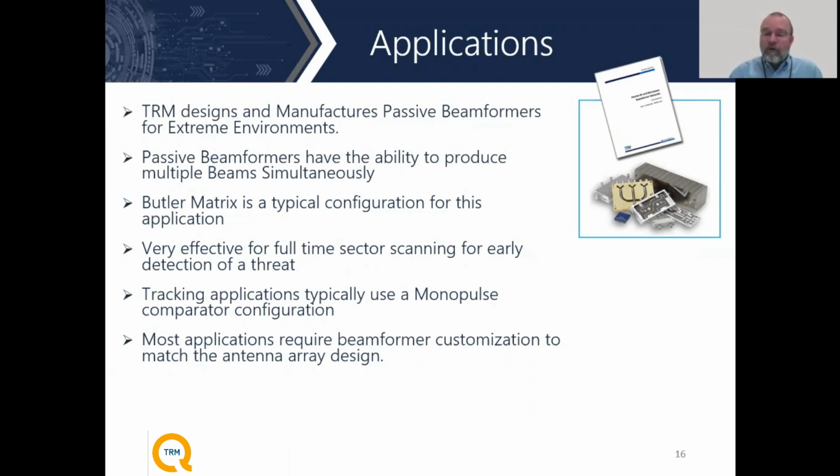Part of what passive beamformers actually do quite well at is looking across multiple sectors at the same time, since you can have multiple beams being simultaneously generated. Depending on how you set up your electronics behind there, you can use that for looking for threats. So for a lot of EW applications where we're looking for threats across a very wide area, passive beamforming can be a very effective way to scan a sector, as opposed to going in there with an active phased array, which typically gets very, very specific about where it looks.